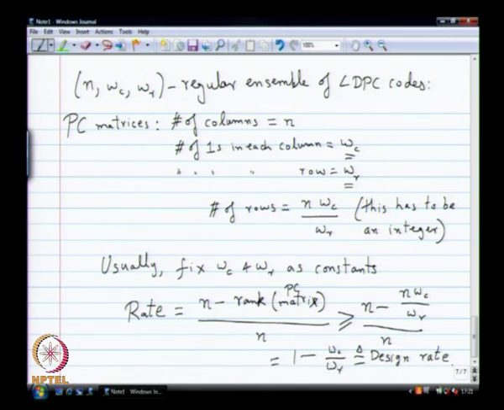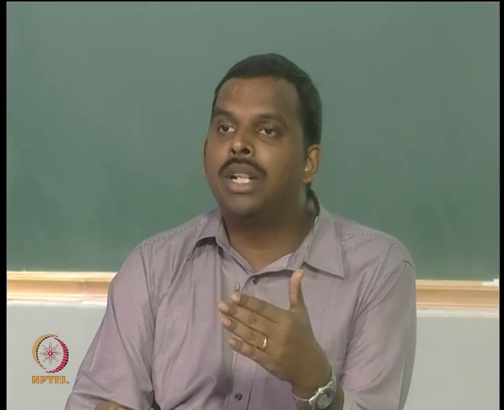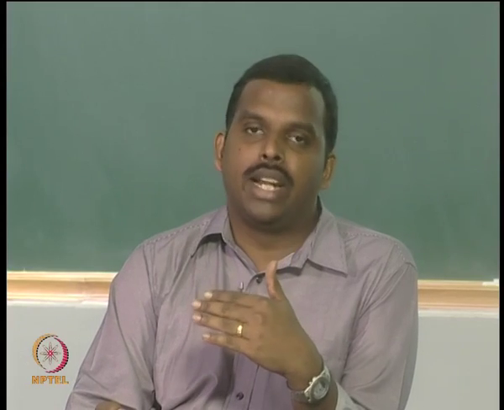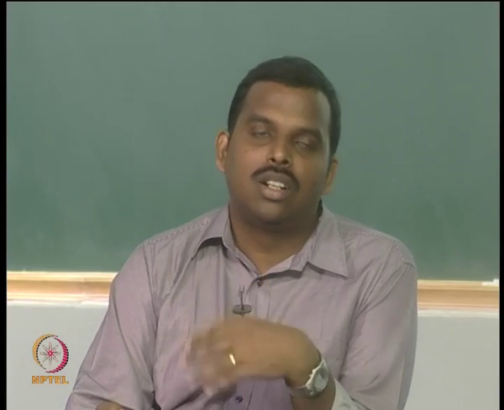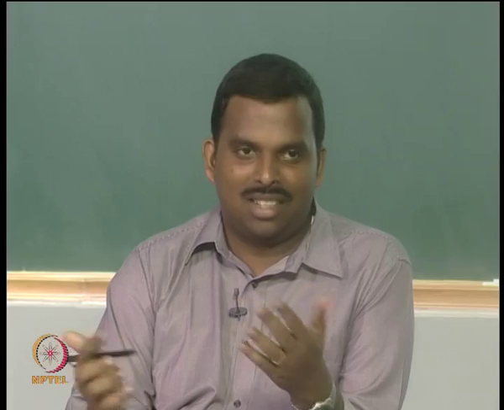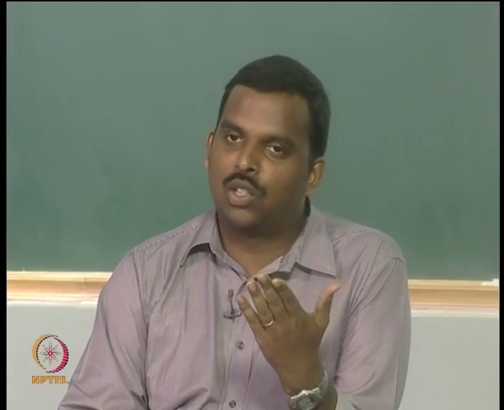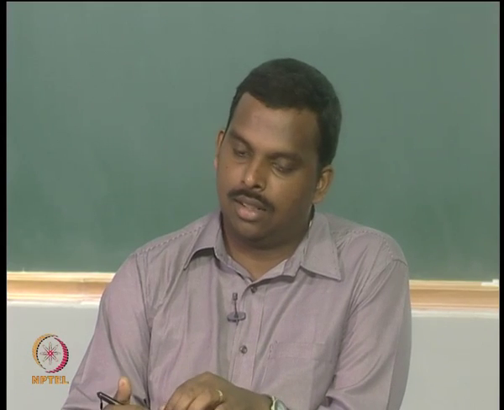This quantity is defined to be what is known as the design rate. So, given WC and WR, I know my rate is at least 1 minus WC by WR. So, at least one thing we know: all the matrices in this ensemble have a common lower bound for the rate. The rate is at least this for all the codes in the ensemble. That is a good starting point, much more definite. But the decoder also, like I said, behaves very similarly. So, that is the main reason for this definition.